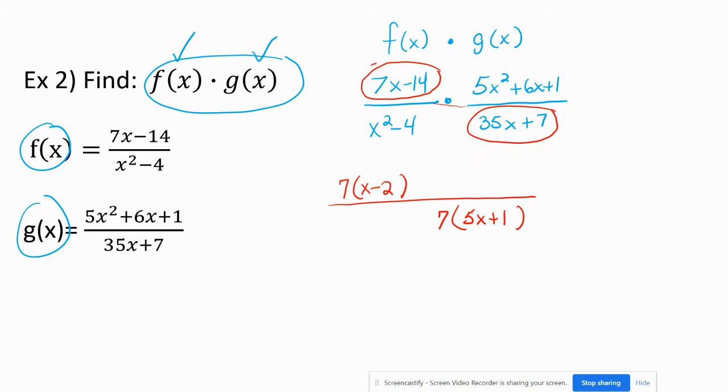Now everything else has x squared, so I need magic x. I'm just going to start on the top.